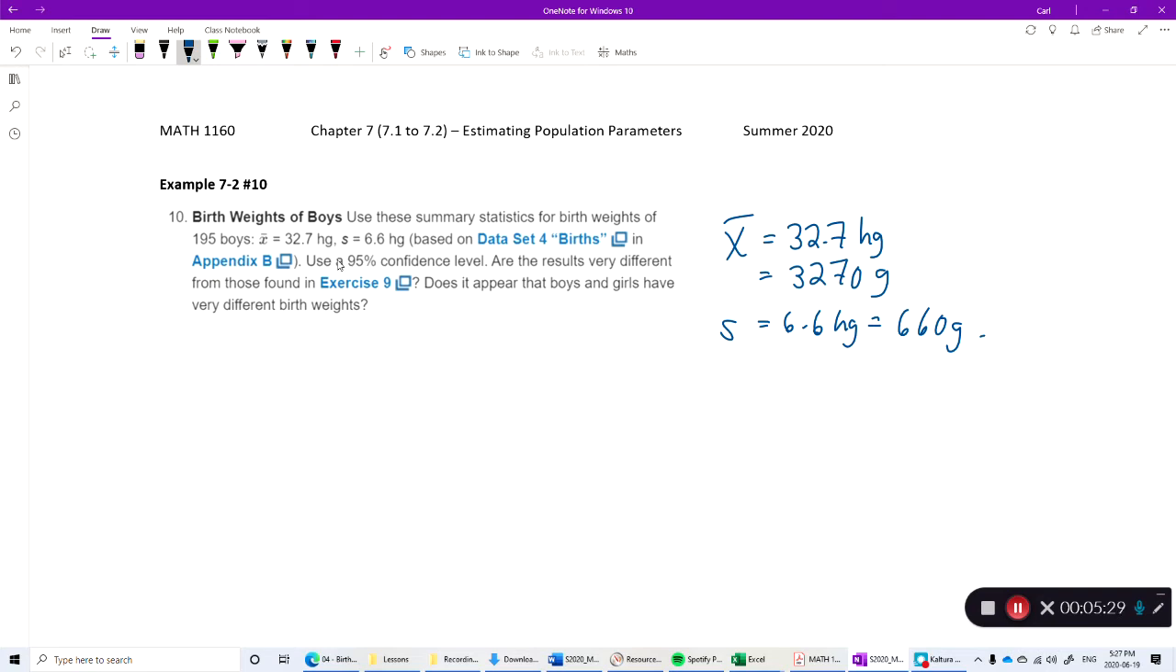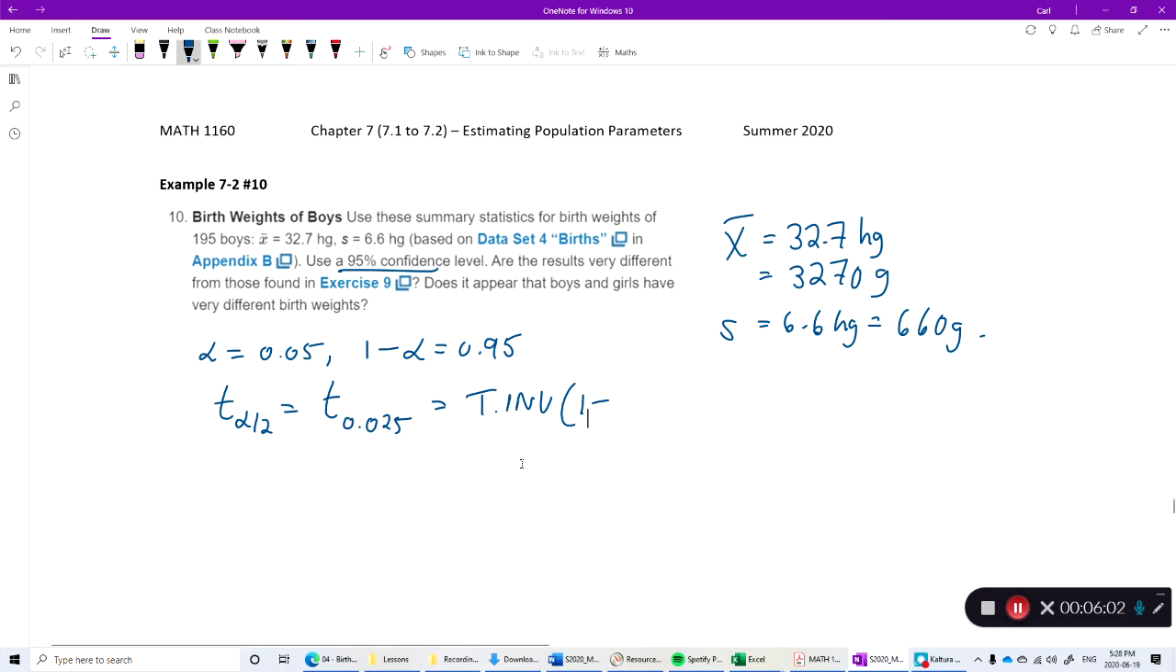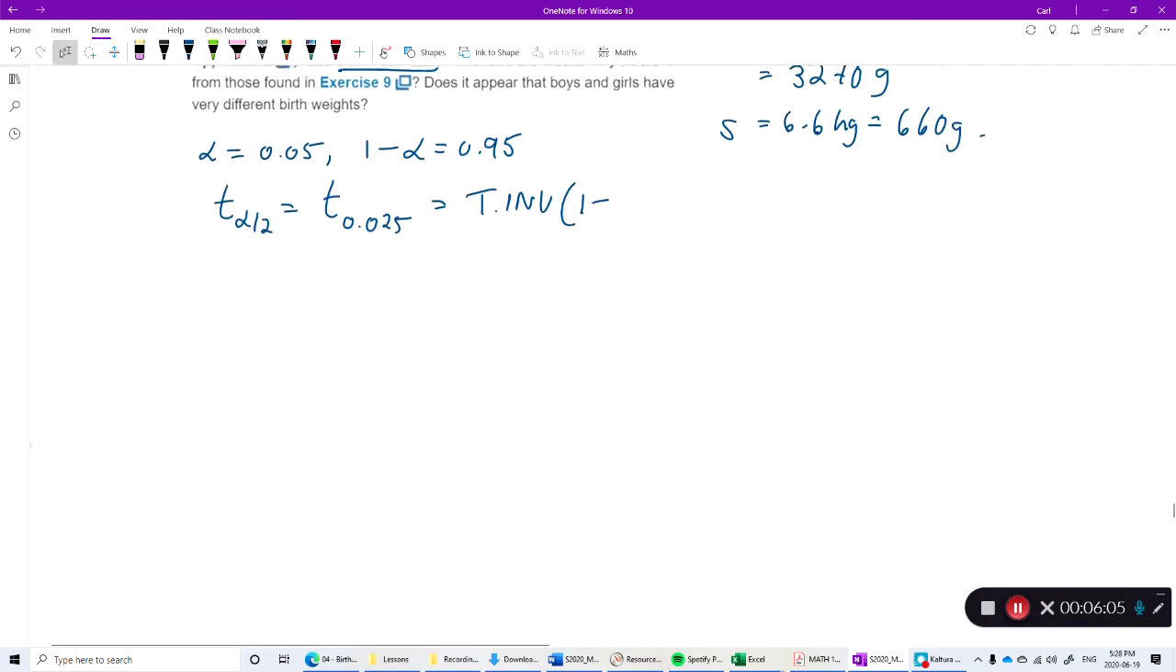Now, we're going to use a 95% confidence level. So we're choosing alpha is 0.05, which means 1 minus alpha is 95%. So what do we need to do? We need our t value. Our t statistic is t 0.025, and we'll get that from Excel: 1 minus alpha over 2. Good. And the degrees of freedom was, well, how many boys were there?